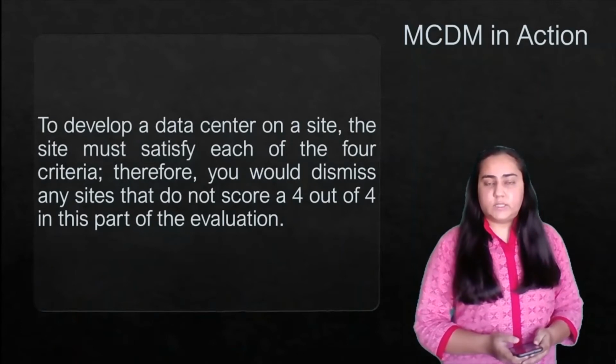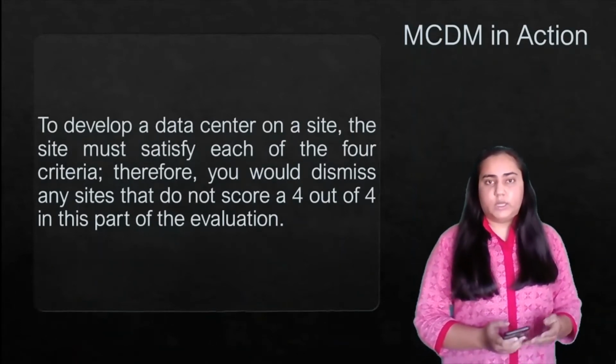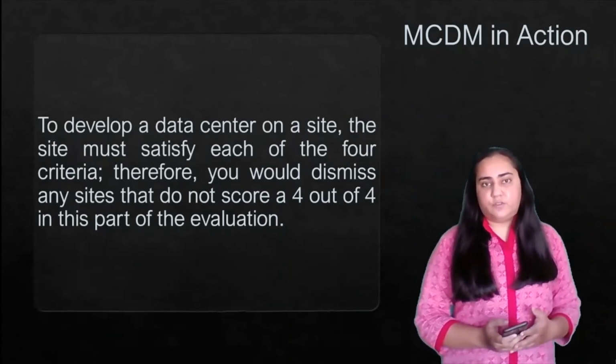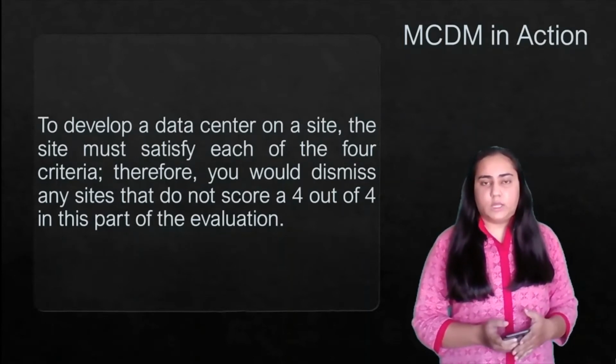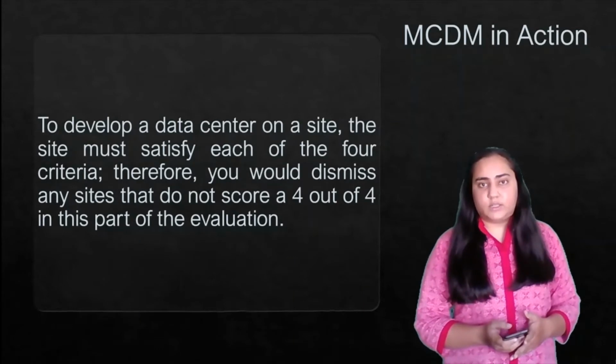To develop a data center on a particular site, the site must satisfy each of the 4 criteria, and therefore if the score is not 4, then you can just eliminate that site from the picture.